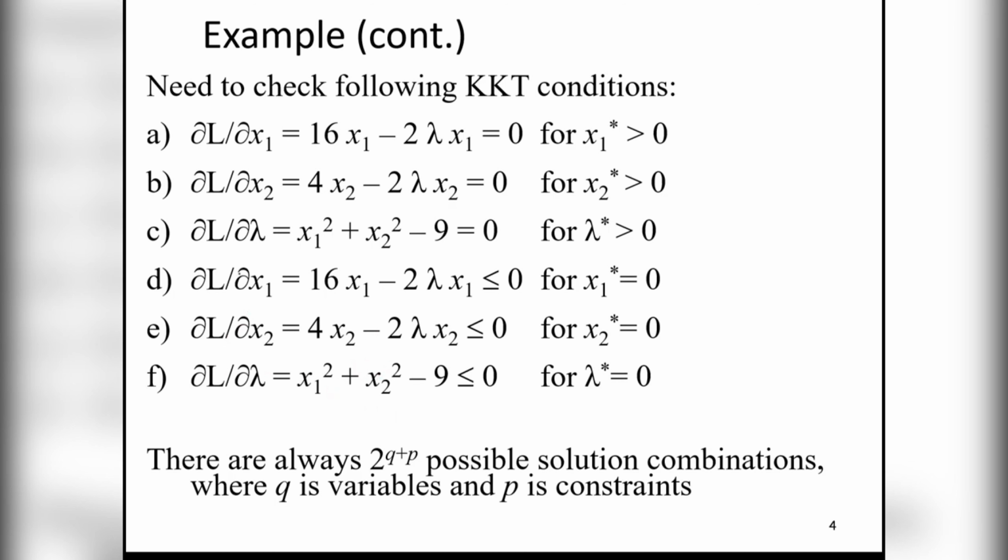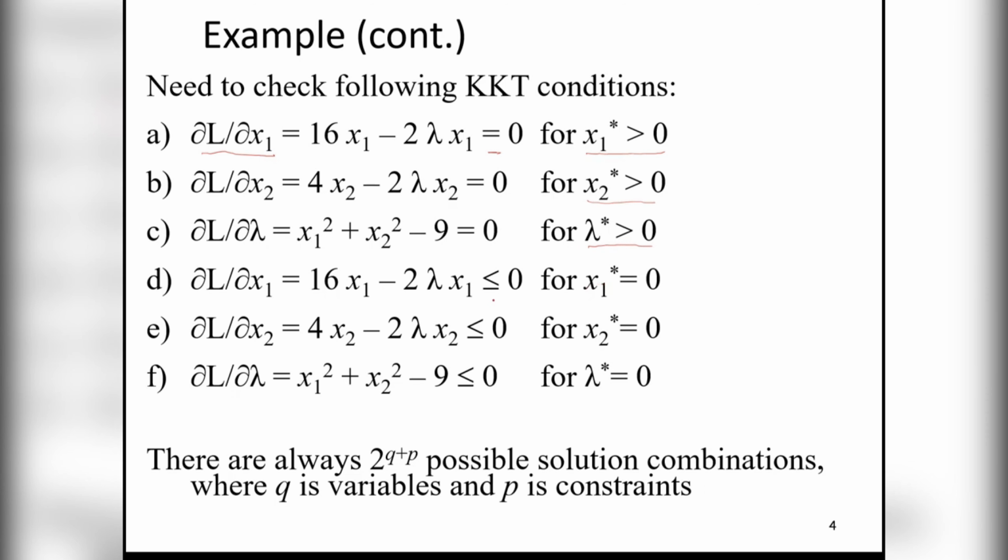So we start with case A, where the partial of the Lagrangian with respect to x1 has to equal 0 if x1 star, where the star refers to the optimal, is greater than 0. Same thing with the partial of the Lagrangian with respect to x2, if x2 star is greater than 0, and again for the partial of the Lagrangian with respect to lambda, where lambda star has to be greater than 0.